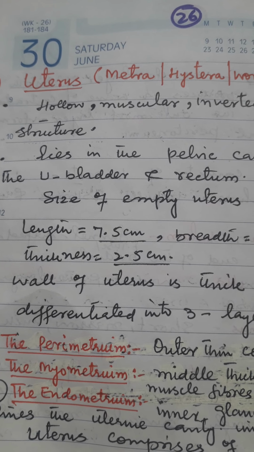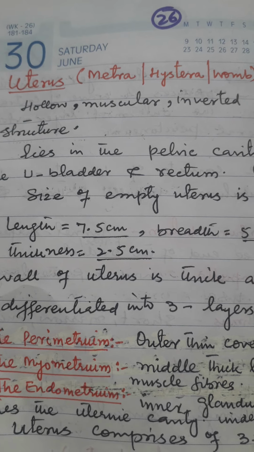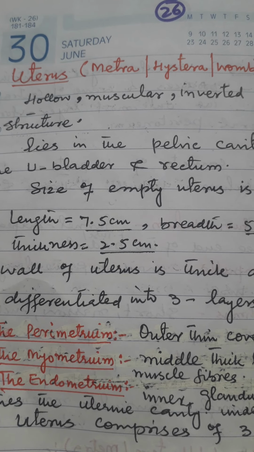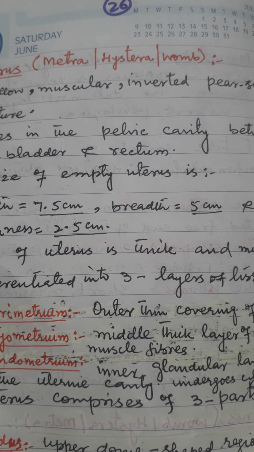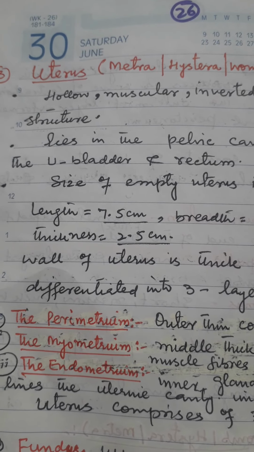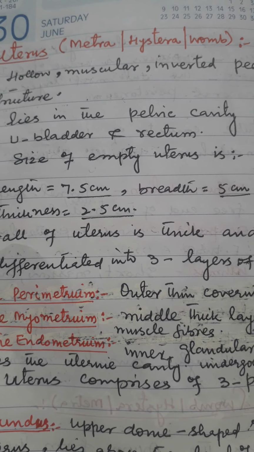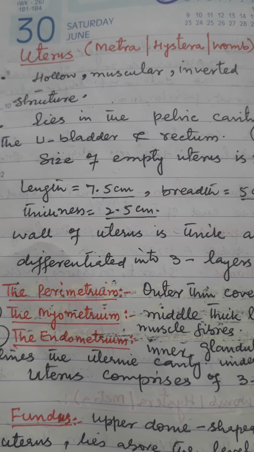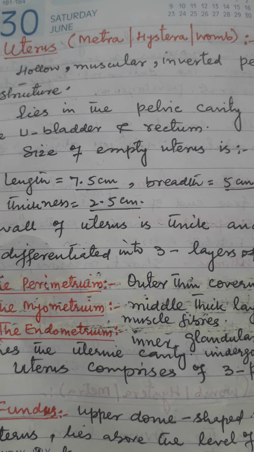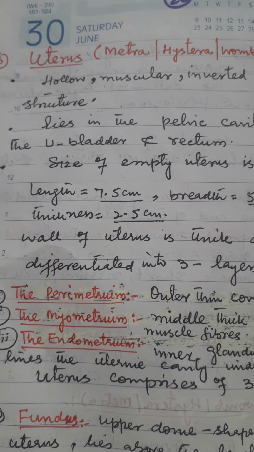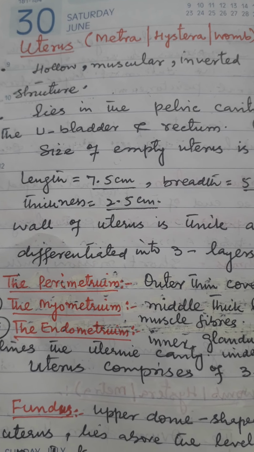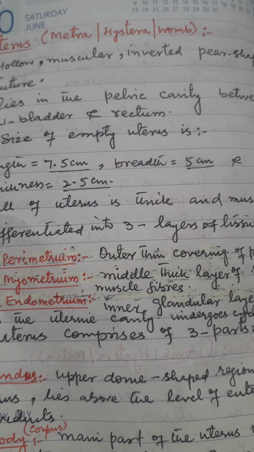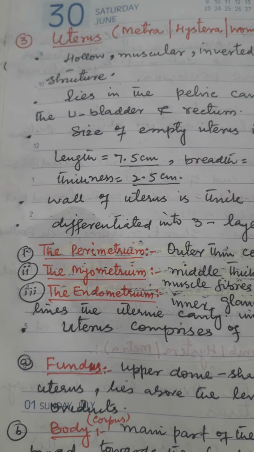Uterus. Uterus is also called metra, hystera, or womb. Uterus is a hollow, muscular, inverted pear-shaped structure. It lies in the pelvic cavity between the urinary bladder and rectum. The size of empty uterus is 7.5 cm in length, 5 cm in breadth, and 2.5 cm in thickness.